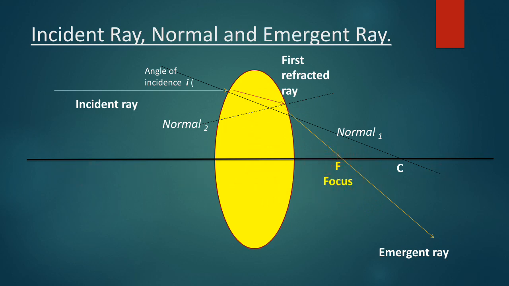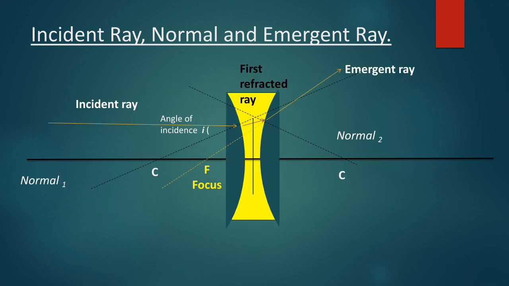Remember that the focus of the convex lens is always on that side. Clear? Now we see the same thing for a concave lens. This is the incident ray parallel to the principal axis. As this is the first spherical refracting surface, which is curved inward, we have to draw the normal like this, and this normal will pass through the center. Now this is the first refracted ray, which is bent toward the normal, as the light ray enters from air, the rare medium, to glass, the denser medium.